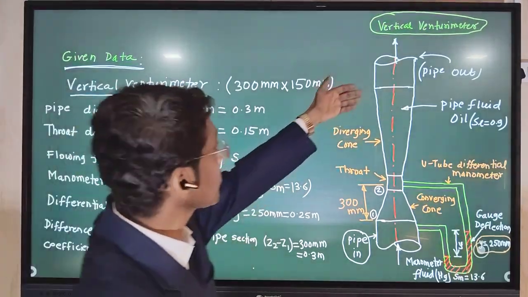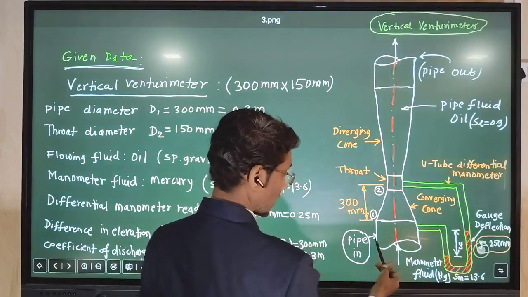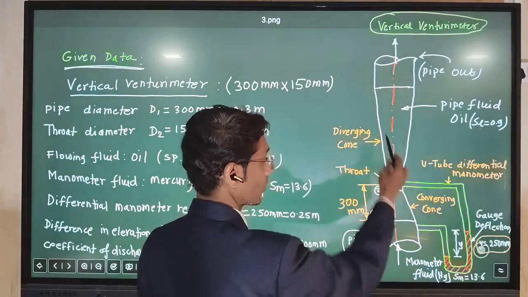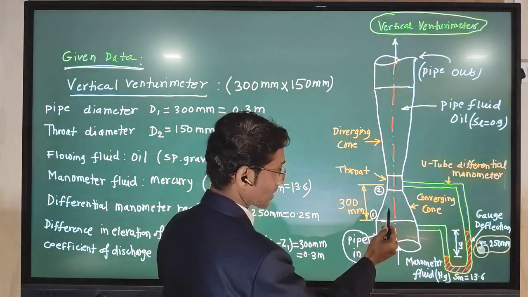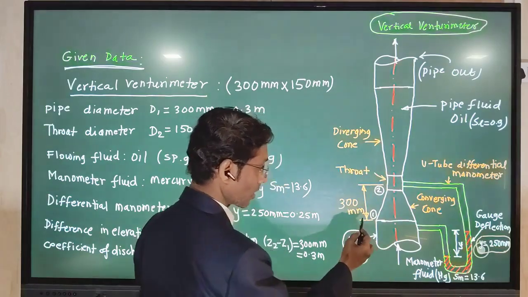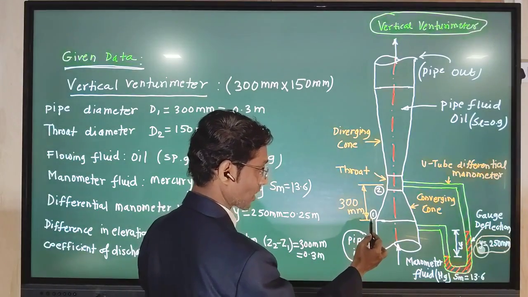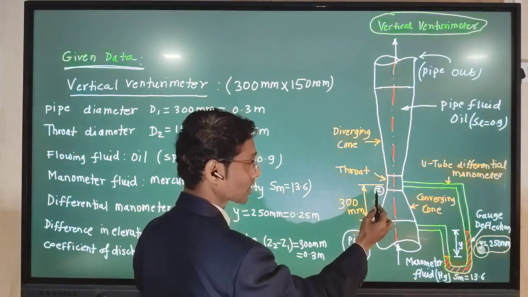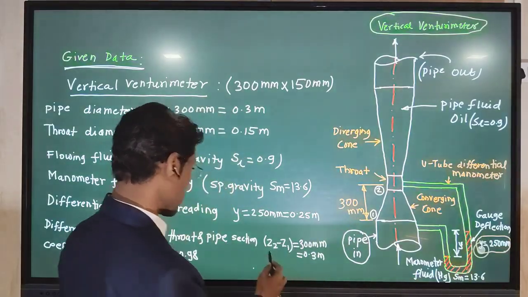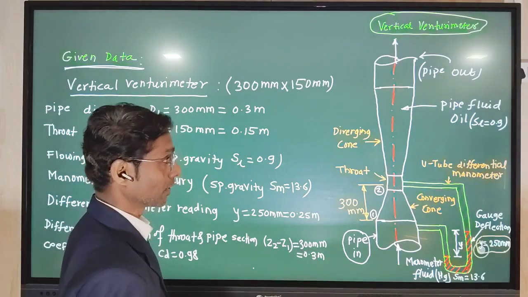This is a diagram of a vertical Venturimeter as per the given data. Here this is the pipe inlet and this is the pipe outlet. Between these two ends a Venturimeter is fitted. It has three parts: first a converging cone, then the throat, and then a diverging cone. The difference between the elevation of the entrance pipe section, that is 1, and the throat section, that is 2, is given as 300 mm. Means Z2 minus Z1 we take as 300 mm, that is 0.3 meter.